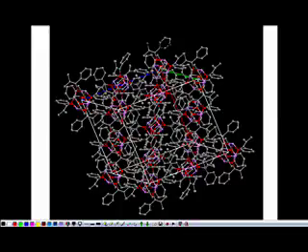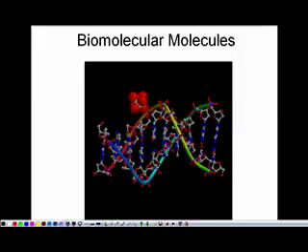Now, you've seen the results of X-ray crystallography if you've taken any biology class, or even if you haven't taken biology. This is DNA. How was the structure of DNA determined? X-ray crystallography, by Watson and Crick. That's how they determined the structure of it.